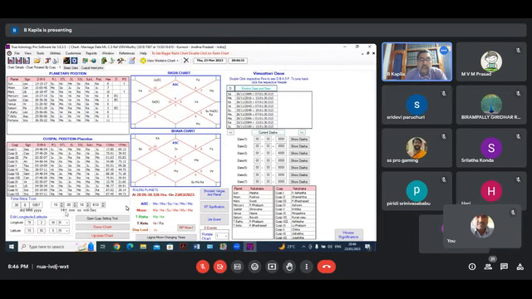Now, if along with 5, 7 and 11 you have linkages of 2, 4, 6, 10 and 12, then you say that the marriage of such a native is a delayed marriage. By delayed marriage I mean that when 5, 7 and 11 are also linked with 2, 4, 6, 10 and 12, the marriage is likely to happen at the age of 28 to 35 years.